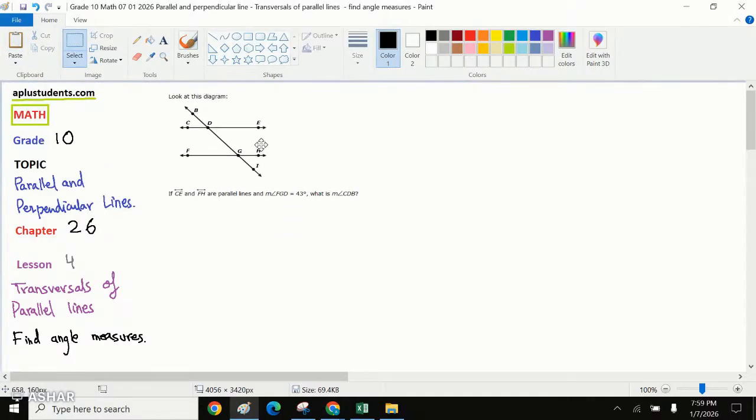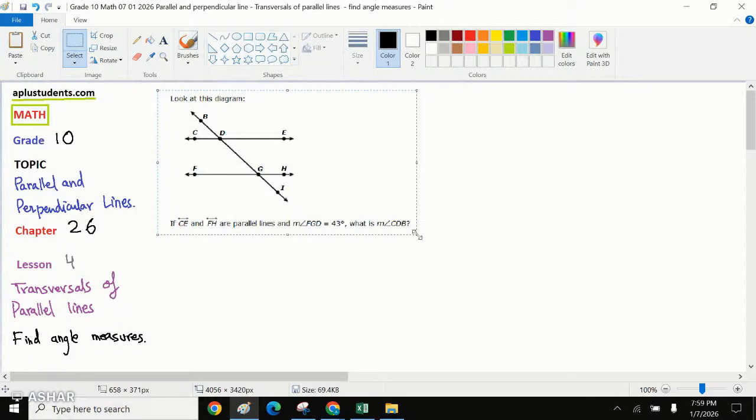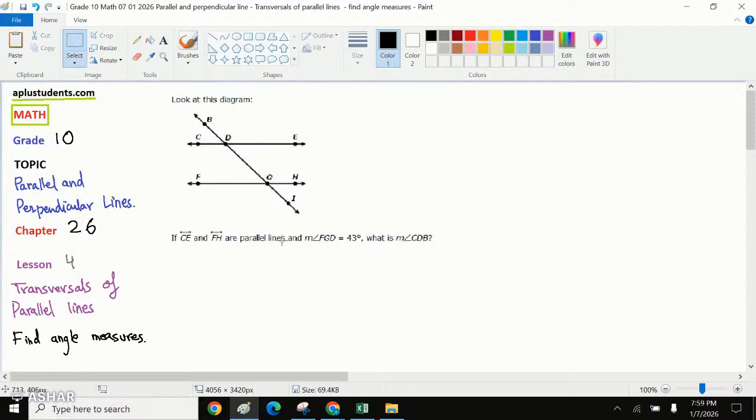So the question number 1 says, these are given and they're asking us this. I'll read the question from the beginning and then we'll look at what is being asked for. Look at the diagram. In this diagram, we have two pairs of parallel lines, CE and FH, and another slant line, BI, that is intersecting the lines. We can call it BD, BG or BI. The extreme points are preferable points.